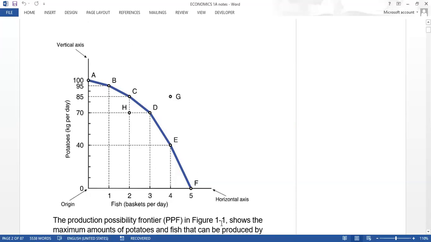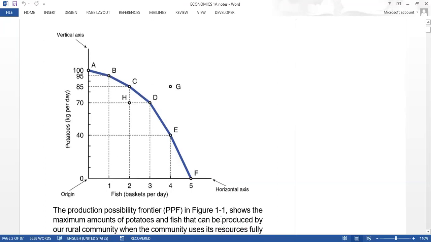So this is an important phenomenon in regards to the subject of economics, because it highlights certain aspects that are deemed to be pivotal in regards to the subject of economics. For instance, I talked about scarcity, the scarcity of resources. How does the production possibility frontier highlight scarcity within an economy?